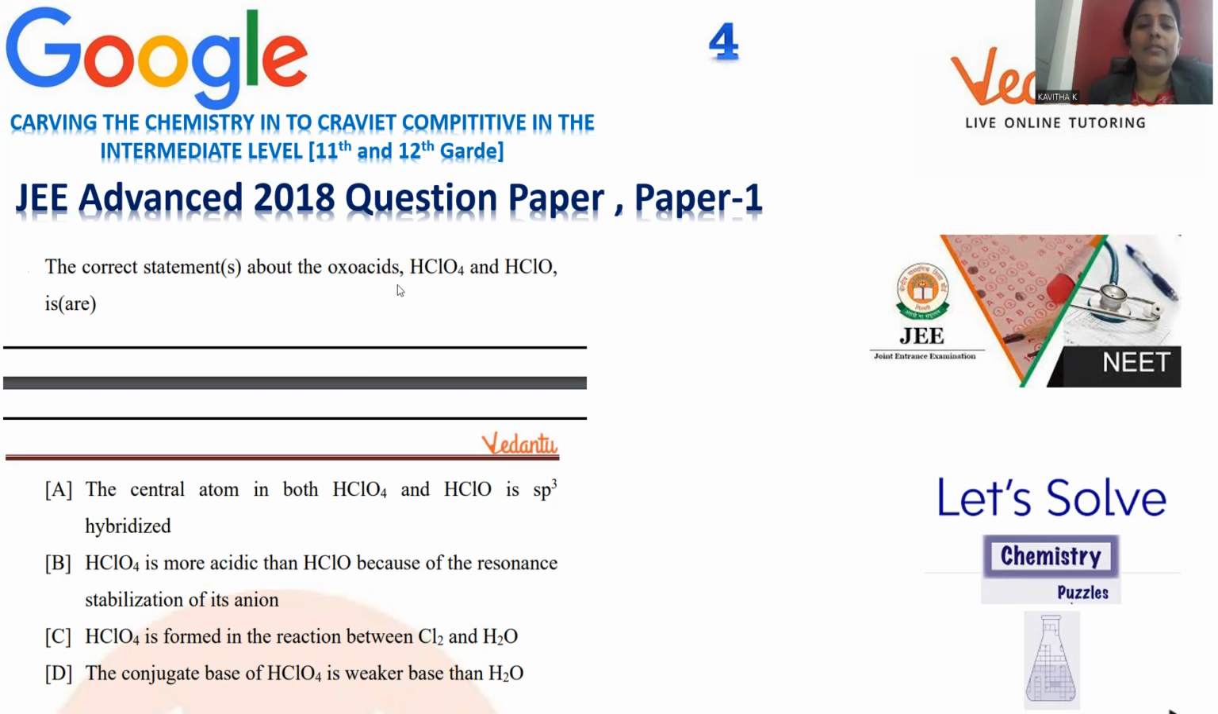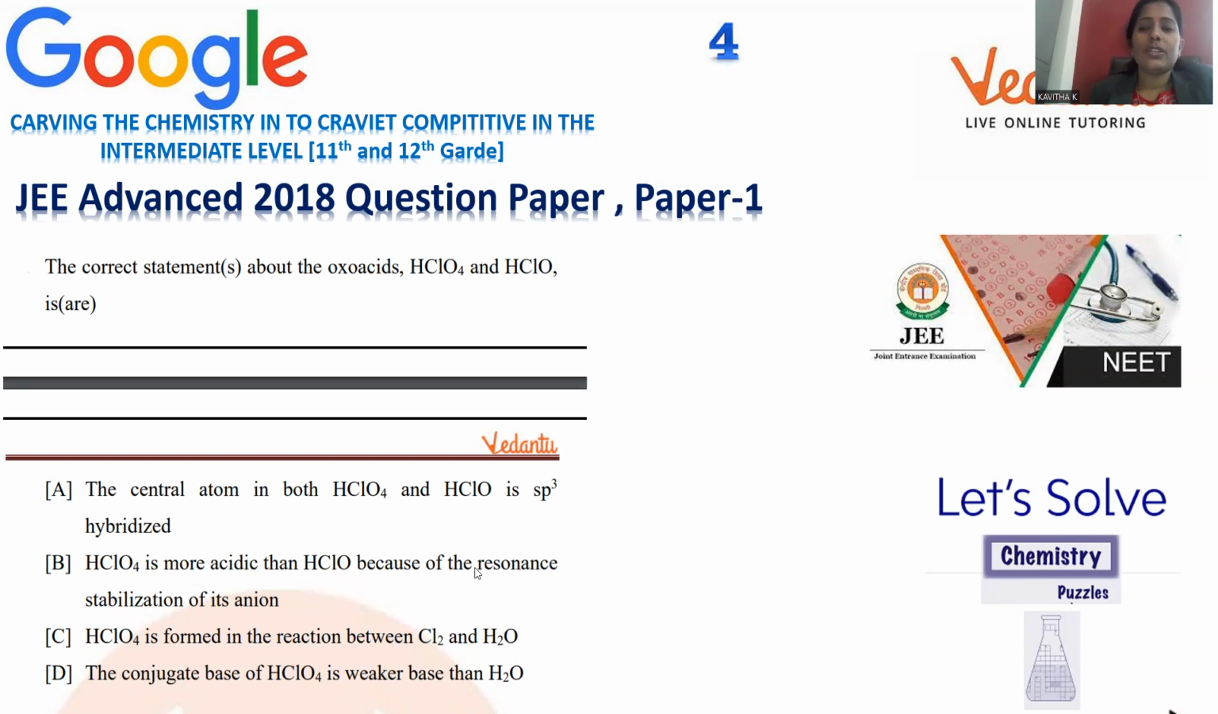So we can go for HClO4 and HClO. HClO4 is called perchloric acid. HClO is called hypochlorous acid, right? Whenever these are taken into consideration, what are the exactly correct statements about them? The central atom in both HClO4 and HClO is sp3 hybridized. HClO4 is more acidic in comparison to HClO because of the resonance stabilization. HClO4 is formed in the reaction of chlorine and water. The conjugate base of HClO4 is weaker than H2O.